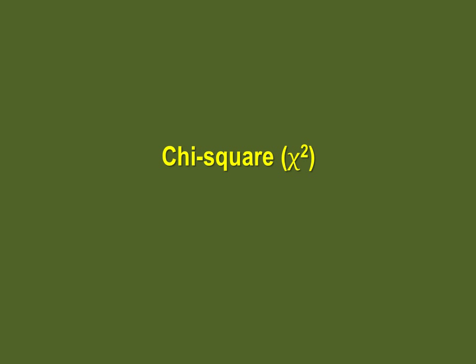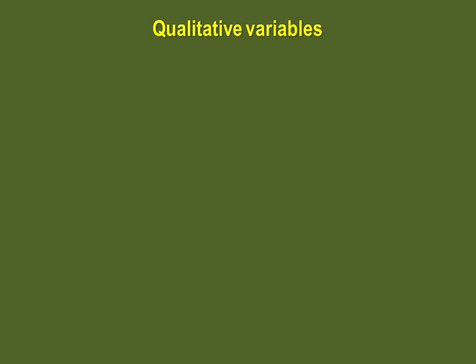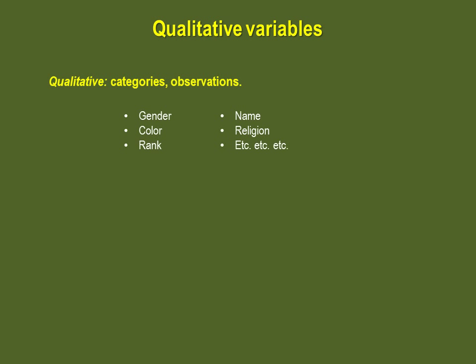This video will show you how to calculate a chi-square between two qualitative variables. Before we see what the chi-square statistic is, we will first revisit what is a qualitative variable. If you remember well, qualitative refers to categories or observations. Here are a few examples.